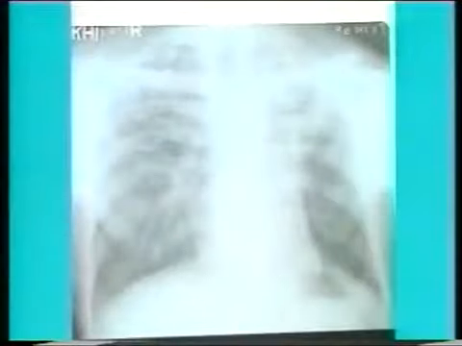This X-ray shows extensive fibrosis in the right lung with shift of trachea to the right, and the left lung with compensatory emphysema shows dense specks of calcification. This is another healed lesion showing calcific spots in both lung fields. Note the dense white spots indicating calcified areas of caseation.